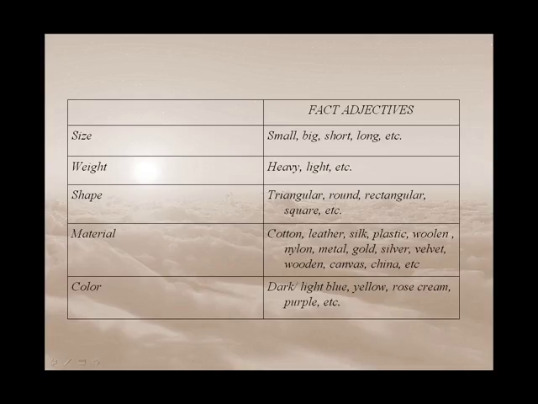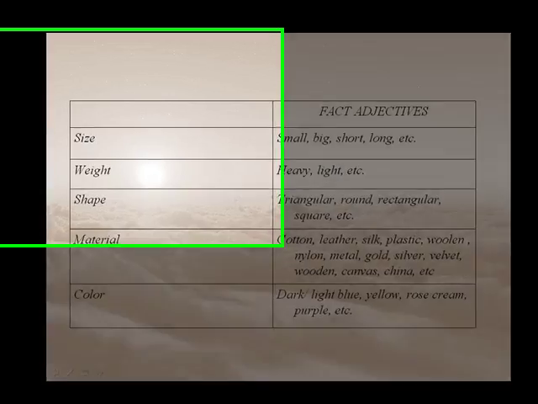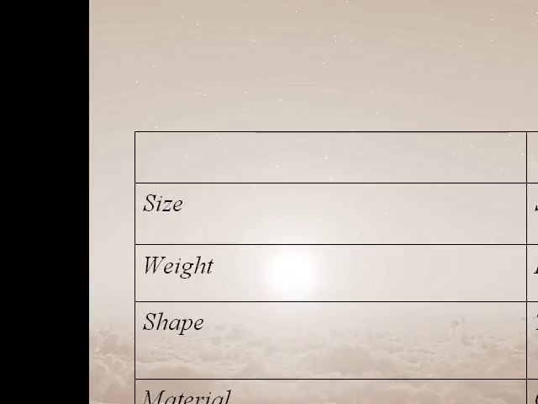We have different kinds of uses for adjectives. Here we have size, weight, shape, material, and color. If you want to describe something by its size, you can say that thing is small, big, short, long, etc. By its weight, you can say that it's heavy, light, medium weight, and so on. Shape: triangular, round, rectangular, square. Material: cotton, leather, silk, plastic, woolen, nylon, metal, gold, silver, velvet, wooden, canvas, china, and so on. And for color too: dark, light blue, yellow, rose, cream, purple, red, blue, green, and so on.